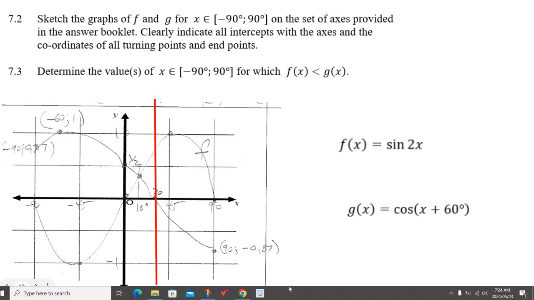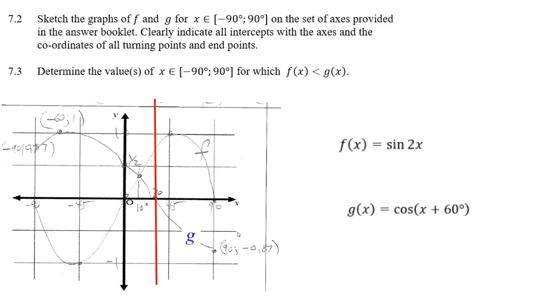Okay, let's try graphing these two trig functions. One of them is g of x equals cosine of x plus 60. The other is f of x equals the sine of 2x. So let's just try this. Let's look at g first. Well, there's g. That's this function.